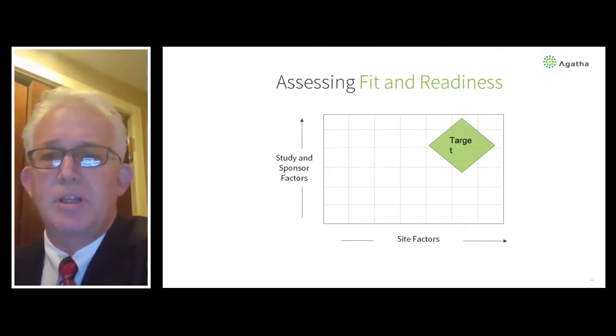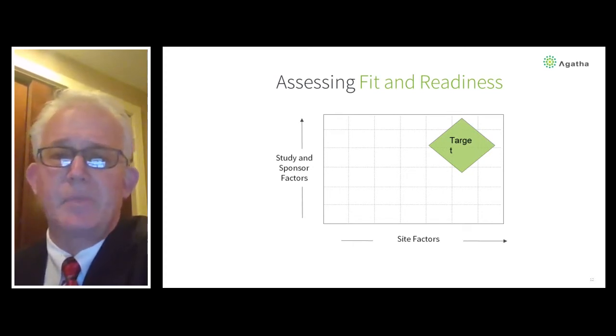And you'll see I can put the site factors on one dimension of an XY chart. I'm sorry, it was on the wrong dimension. On the X-axis, I have site factors. And on the Y-axis, I have study and sponsor factors.